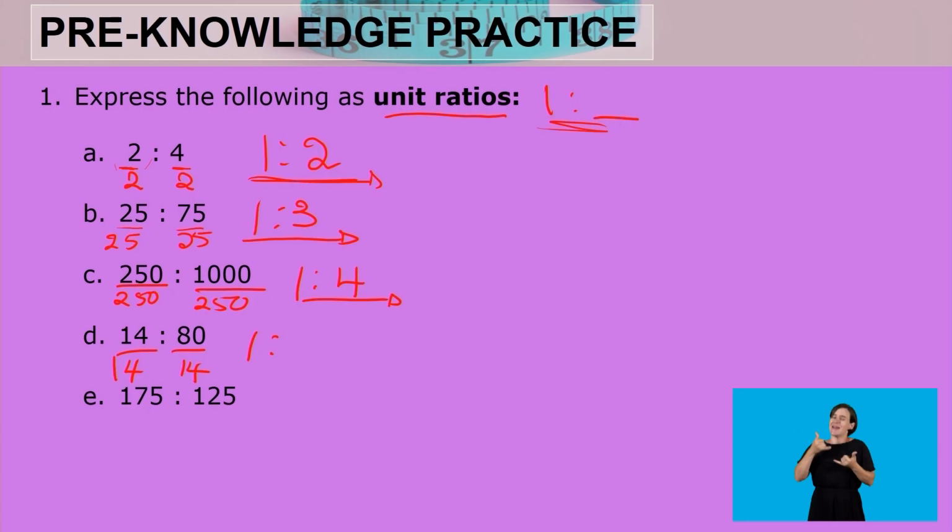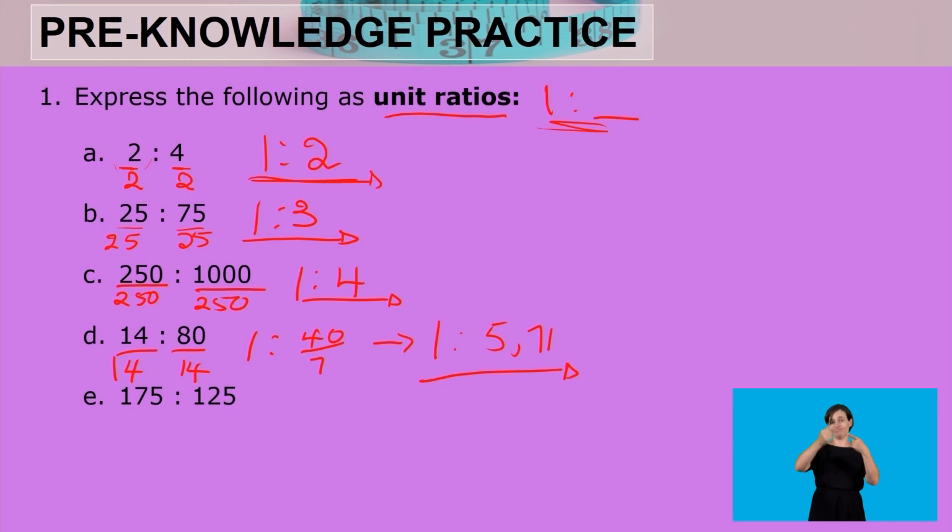Then what is 80 divided by 14? Now you need your calculator. Let's punch in 80 divided by 14. We get 40/7. You can leave it as a decimal number. What is 40/7? It's 5.71. So that is your unit ratio.